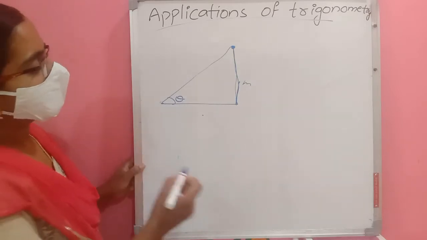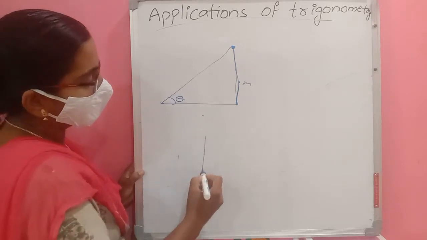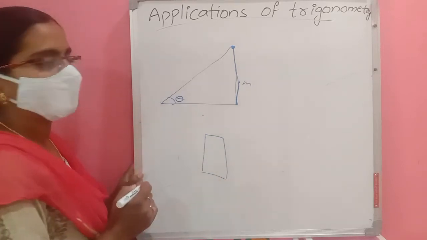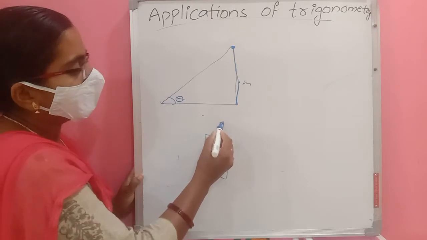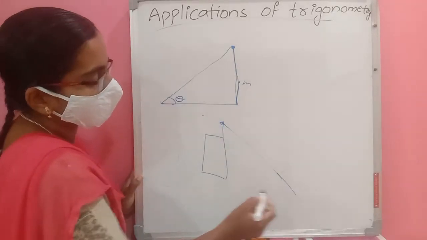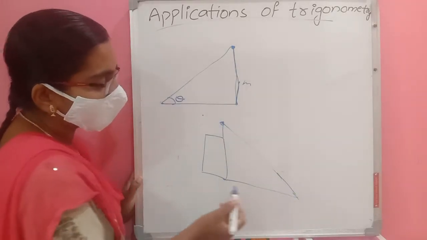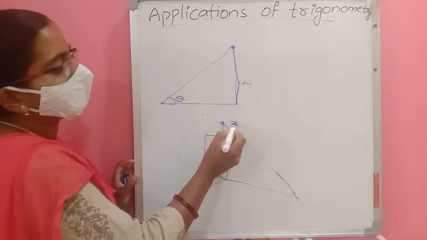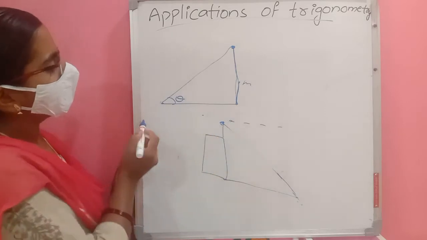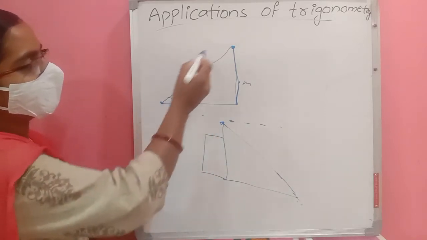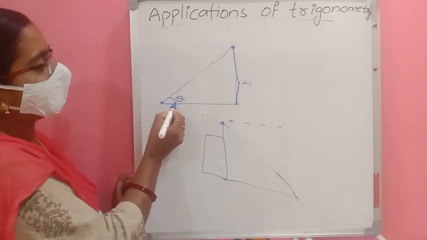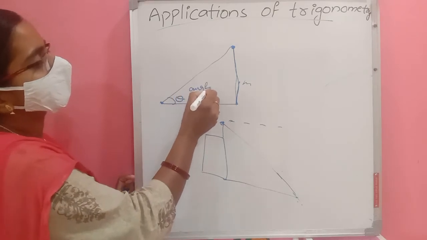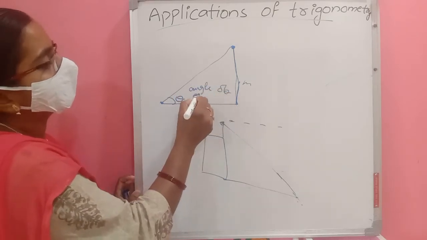Otherwise, if you are looking from a tall building to a car, how much distance is it from the building when you know the angle? When you are looking from down to top, this is called the angle of elevation.